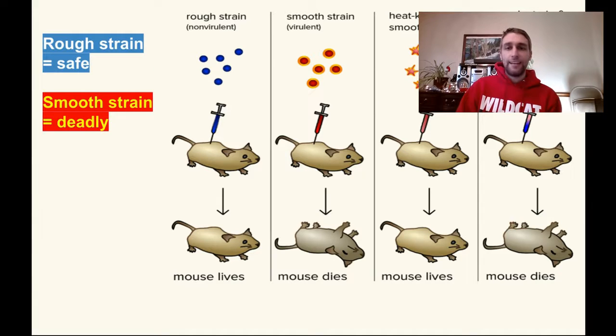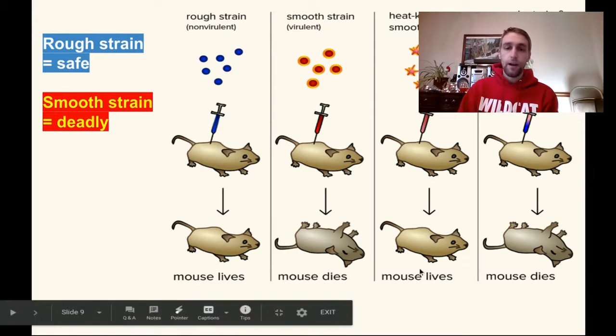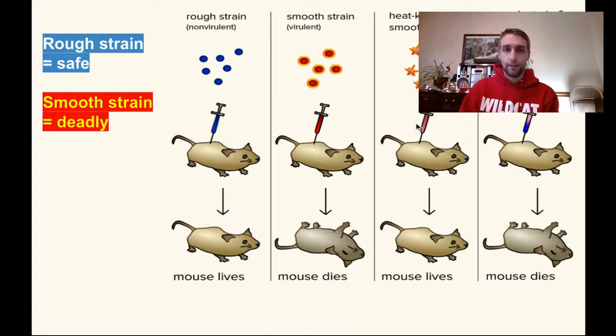Next was a heat-killed version of the smooth strain. So it was the dangerous bacteria, but it had been heated up, either treated with steam or boiled to the point where it killed the bacteria, and they were no longer dangerous at that point. That's one of the reasons why we cook our food. If you're eating meat, there probably is some kind of bacteria in there that could be harmful, but if you heat it up to a safe temperature for long enough, it'll kill them. So if they're dead, then the mouse lives and it doesn't get sick or anything like that.